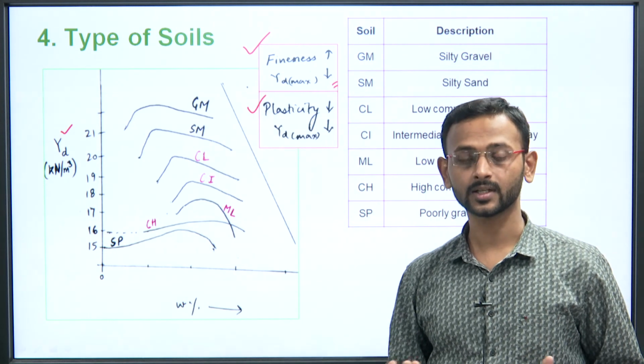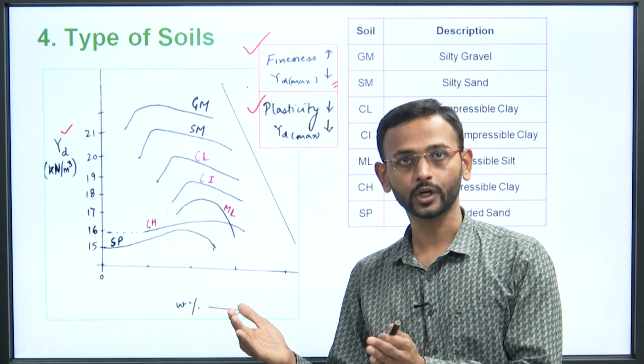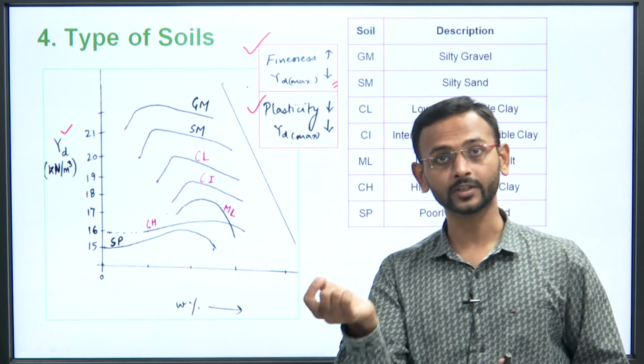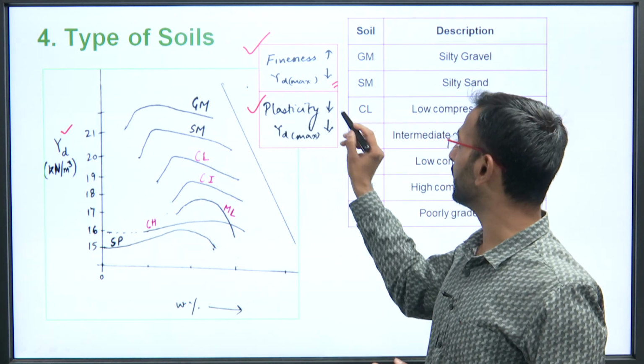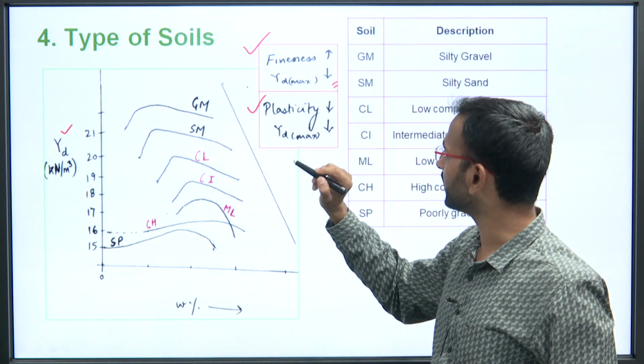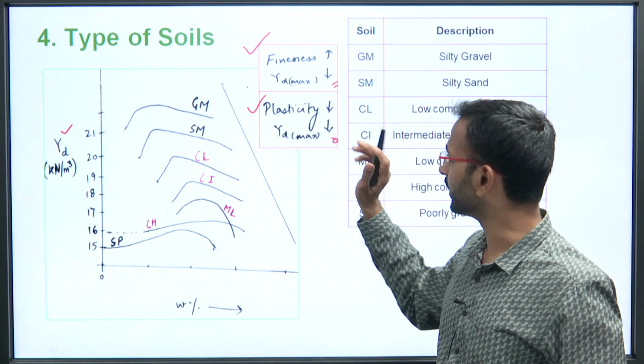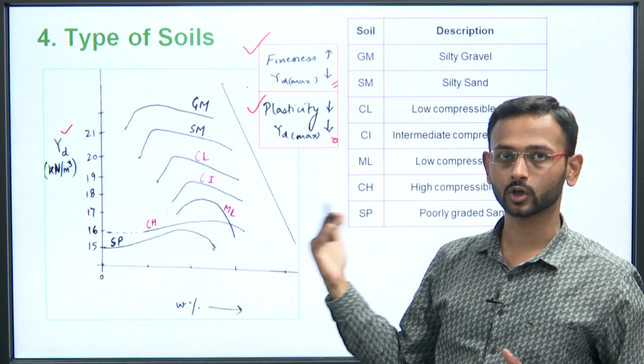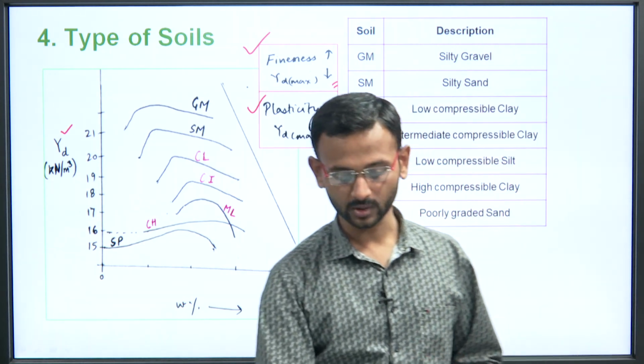And the second thing is the plasticity. What do you mean by plasticity? Plasticity is the ability to deform without rupture, without breaking. So, when the plasticity decreases, then gamma D maximum also decreases. So, these two points you have to remember. Now, we will be going for some observations.